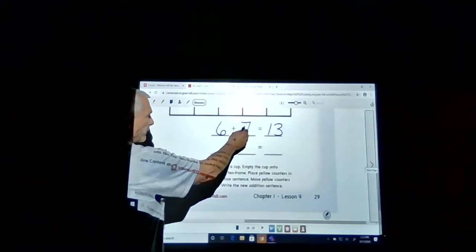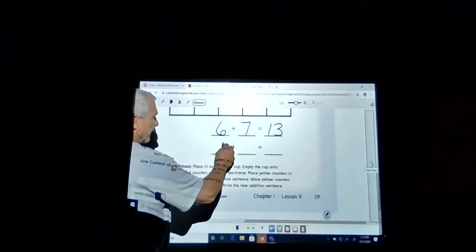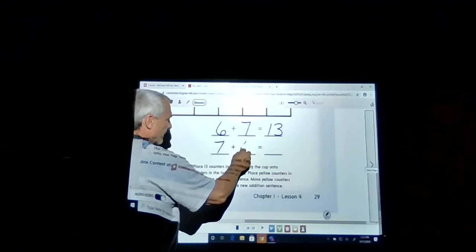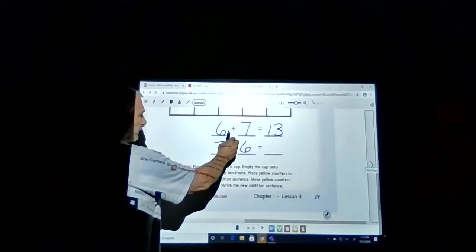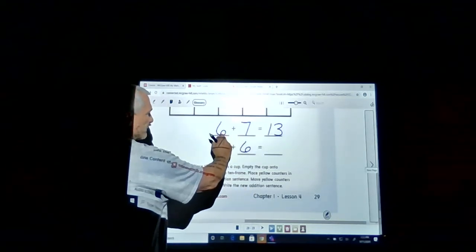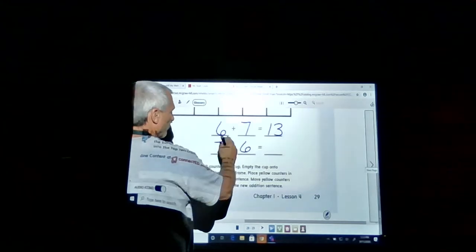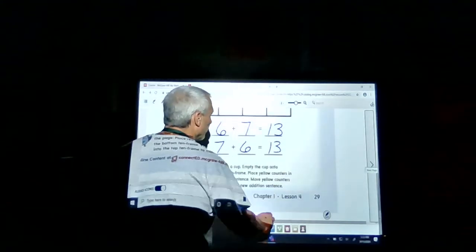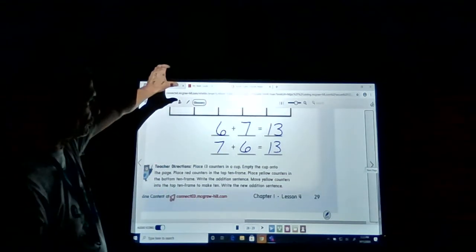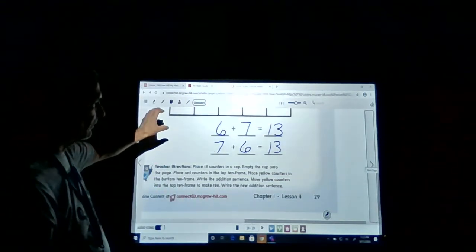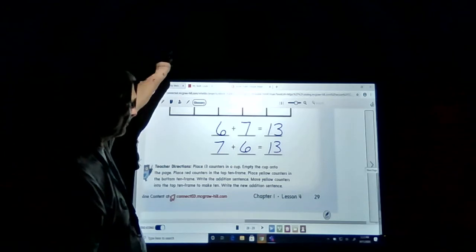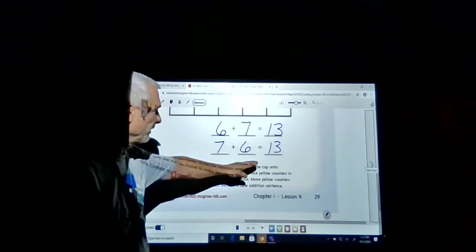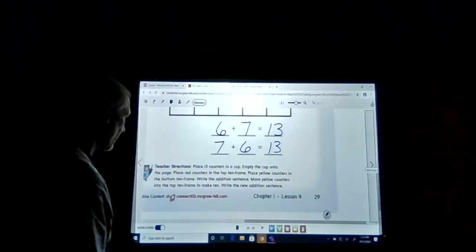But I can flip my two addends around and I will still get the same answer. Remember, it doesn't matter which way you add, the 6 plus 7 more or the 7 plus 6 more, it's still 13. It wouldn't matter if I counted the red chips first and then the yellow, or the yellow and then the red. All together, in all, the sum is still going to be 13.